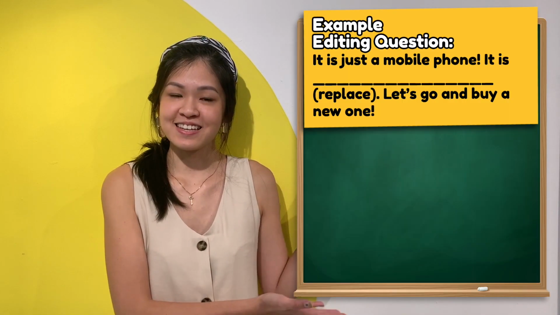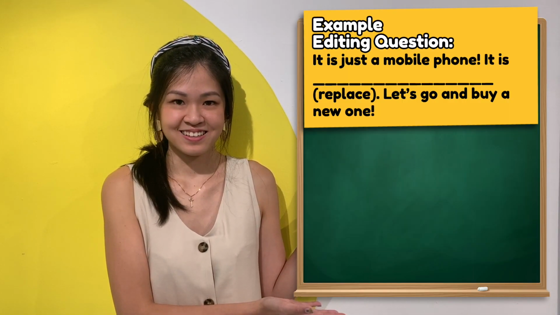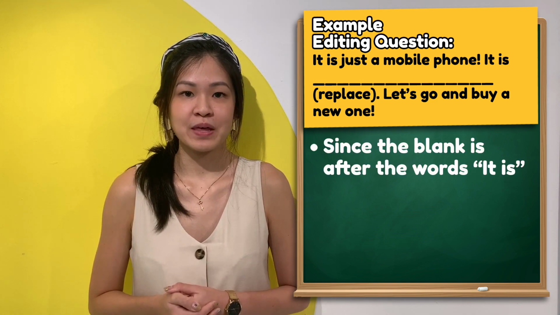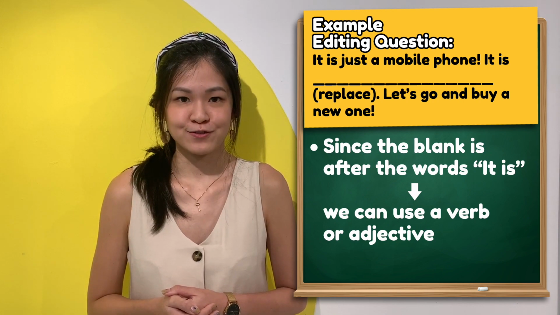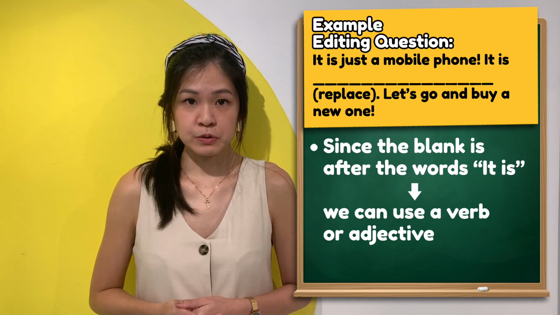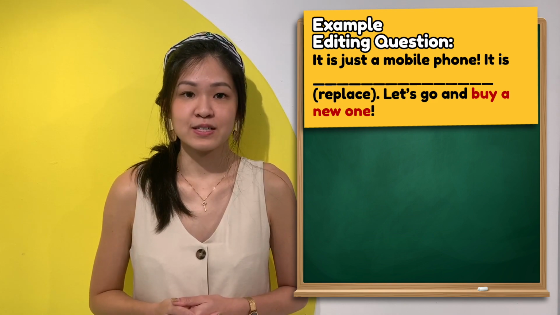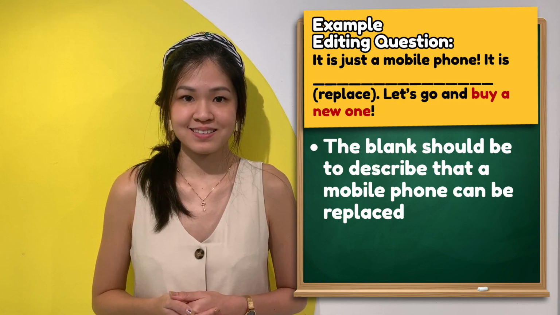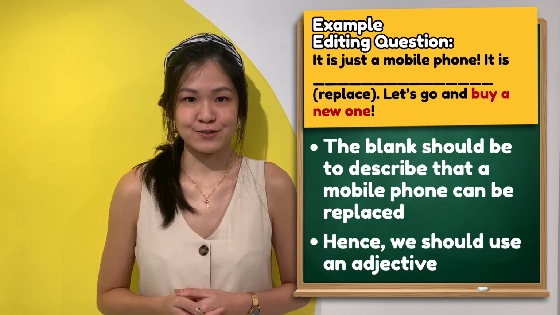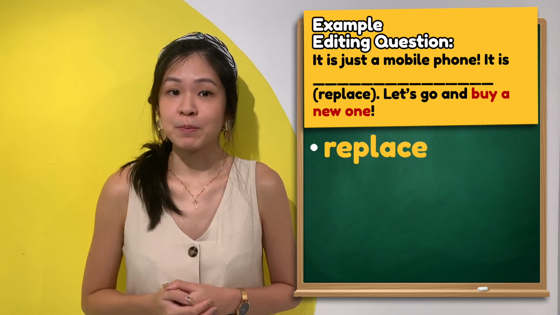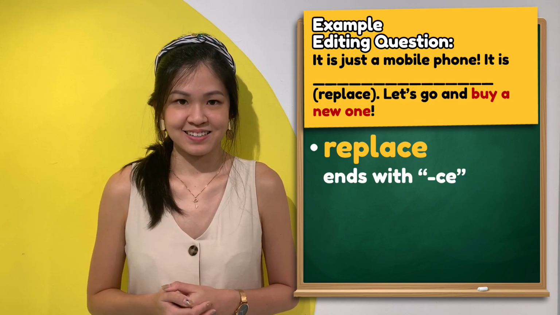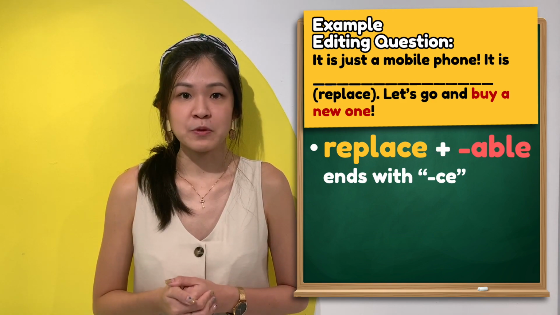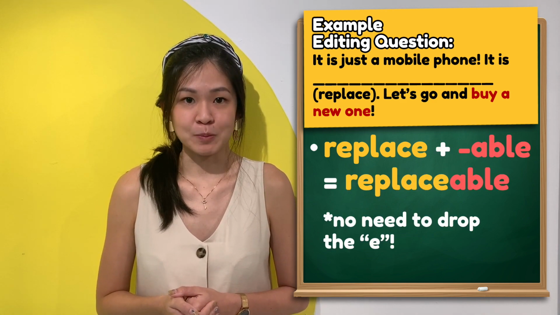Let's take a look at this example sentence in editing. Since the blank is after the words it is, we know that we can use a verb or an adjective. In this case, the clue buy a new one tells us that the blank should describe that a mobile phone can be replaced. Hence, we should use an adjective. Note that the verb replace ends with CE. To form an adjective, we simply add the suffix able to form the word replaceable and not drop the E.